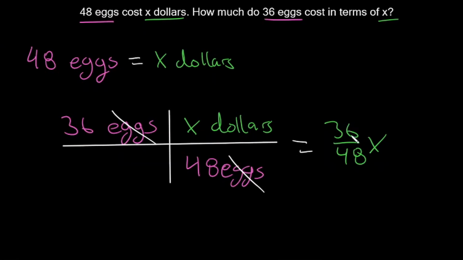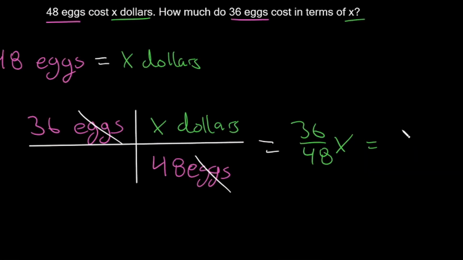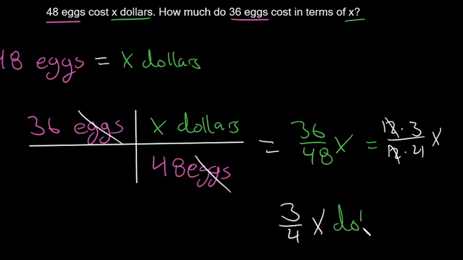So now what will this simplify to? Well, 36 is going to be 12 times 3, and then 48 is going to be 12 times 4. So we can cancel out the 12s, and we'll be left with 3 over 4x. So 36 eggs will cost 3 over 4x. And then we have to make sure we remember our unit, dollars. So 3/4 x dollars.